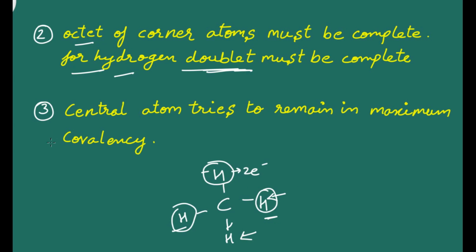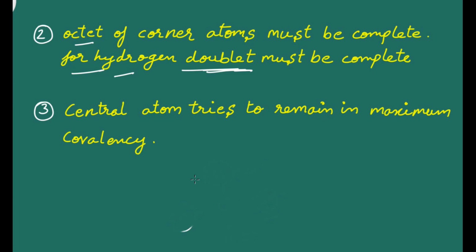Now the third one, let me erase the example. Third one is really important. Third one talks about the central atom trying to remain in maximum covalency. What is the meaning of covalency? In simple terms, you can say that covalency means the maximum number of bonds that the central atom can make.